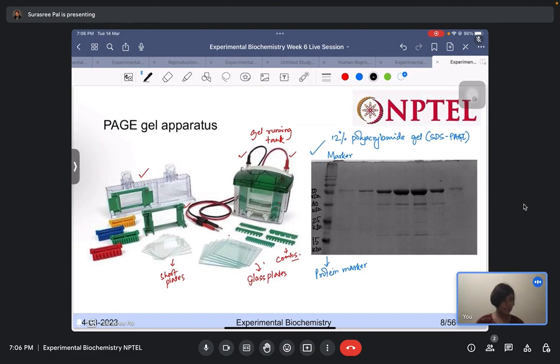Now these are our samples: lane 1, 2, 3, 4, 5, 6 and 7. What we can see here, this thick band, is actually our protein of interest. This is a gel which is run after a chromatographic method.